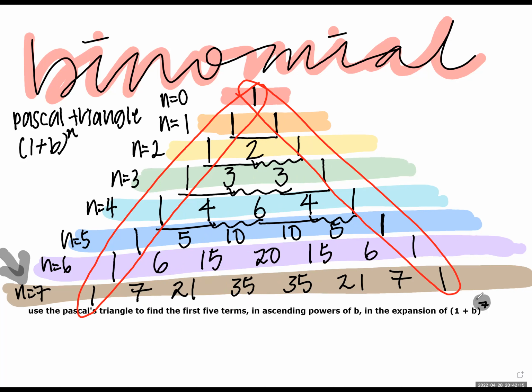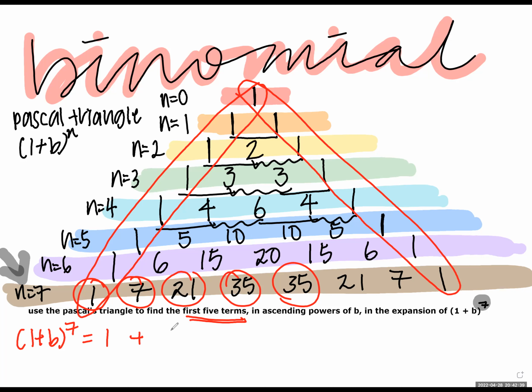Because we know that the power is 7, we need to focus on the brown row. The brown row tells us the coefficients. When they say the first 5 terms, I'm going to take 1, 2, 3, 4, 5. So how do we apply it? (1 + b) to the power of 7 is equal to 1 + 7 + 21 + 35 + 35. Because there are many terms, we stop here as they only want the first 5 terms, plus dot dot dot. Got it?